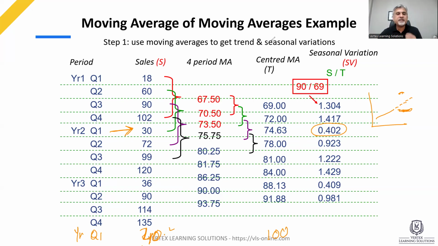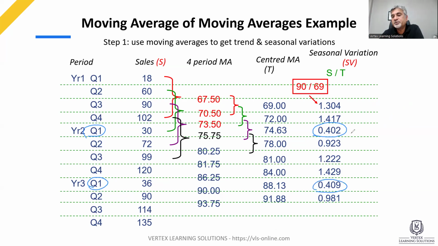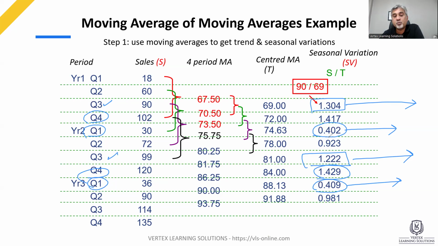Okay. But here another problem arises. The second problem which comes your way now is that you've got 0.402 for quarter 1, but then you have another quarter 1, which is 0.409. So you've got 2 seasonal variations for first quarter. Similarly, for quarter 3, you have got this variation, and for quarter 3, you have got this variation. So you've got 2 variations for quarter 3 as well. And similarly, for quarter 4, you also have got 2 variations.